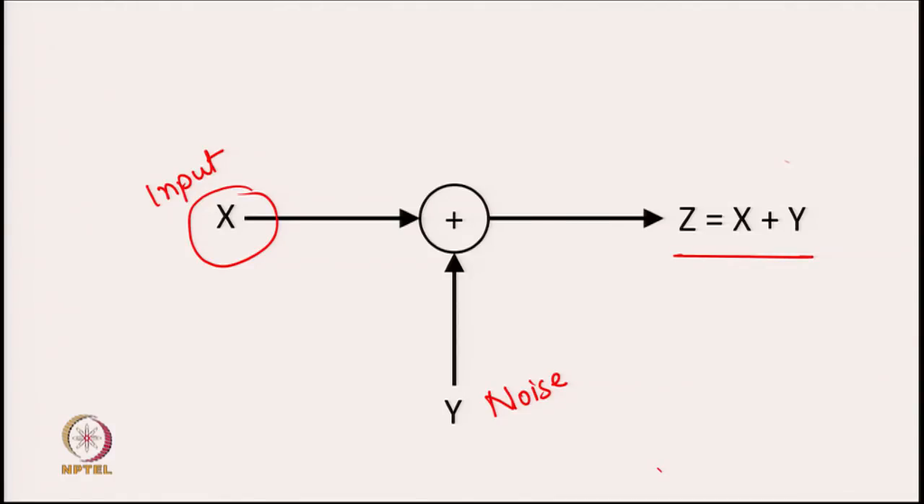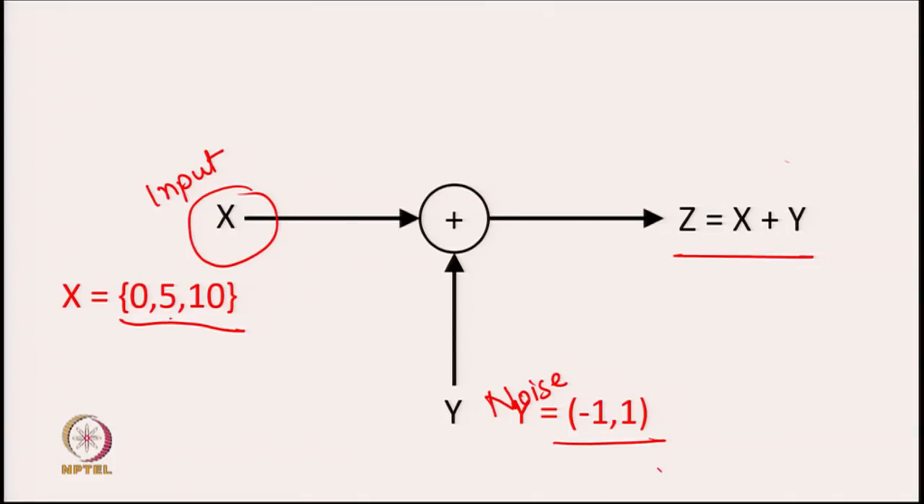Now, let us assume for simplicity that x takes a value from this set. So, it can transmit either 0, 5 or 10. So, this is a finite set. We know that we are in the regime of digital communication, and let us assume that y takes a value between -1 and +1. So, the noise amplitudes are limited between -1 and +1, and what arrives at the receiver is a combination of the transmitted signal and noise.